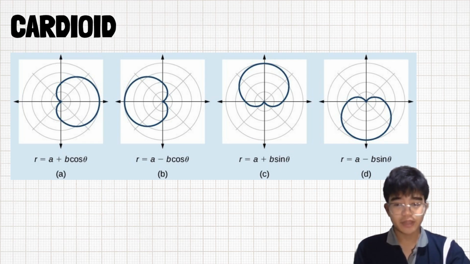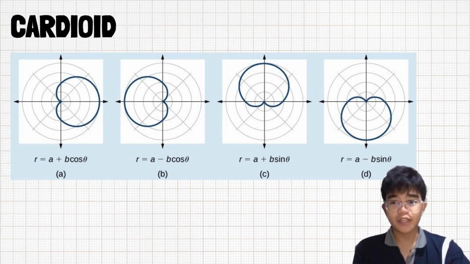Next is a cardioid. A cardioid is a heart-shaped polar curve formed when the constants a and b are equal in the equation r is equal to a plus or minus b cosine theta, or r is equal to a plus or minus b sine theta. Curves using cosine are symmetric about the horizontal axis, pointing right with a plus sign and left with a minus sign. Conversely, sine curves are symmetric about the vertical axis, pointing upward with a plus sign and downward with a minus sign. In all cases, the tip of the heart always touches the origin.